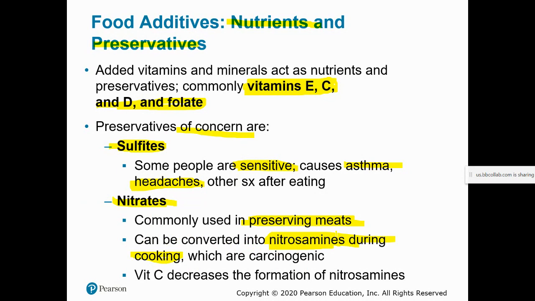Once you cook the bacon or the hot dog, in the cooking process, the nitrate gets converted into something called nitrosamine, and then you eat the cooked hot dog or the cooked bacon, and so you ingest these nitrosamines, and in our body, the nitrosamines can then be carcinogenic, so cancer-causing.